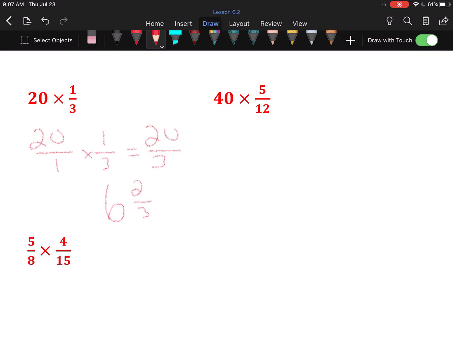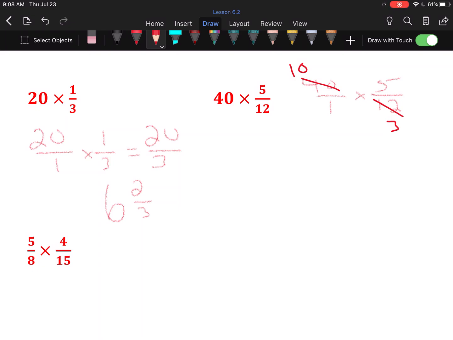Here we have 40 times 5/12. So we're going to make that 40 over 1 times 5/12. Now, we can do some simplifying here. The 40 and the 12 that are on top and bottom aren't the same, so they don't cancel out. But they can both be divided by 4. 40 divided by 4 is 10, and 12 divided by 4 is 3. Those are smaller numbers, and if you're anything like I am, you much prefer working with smaller numbers.